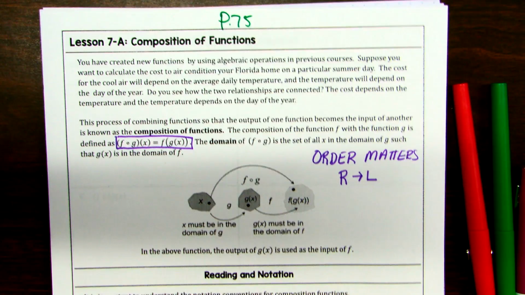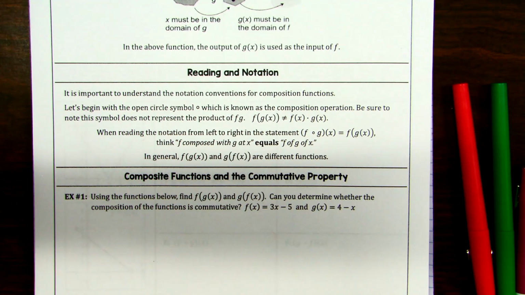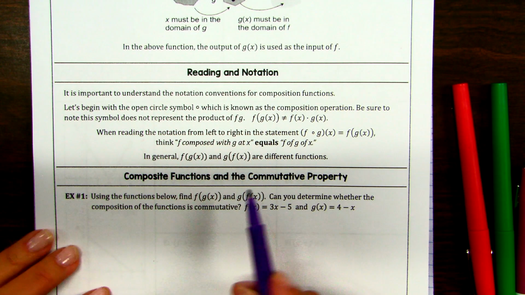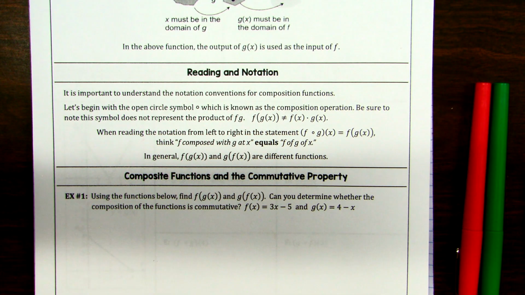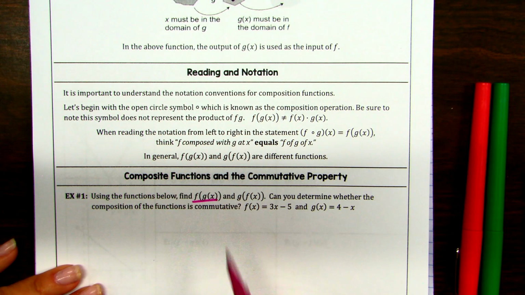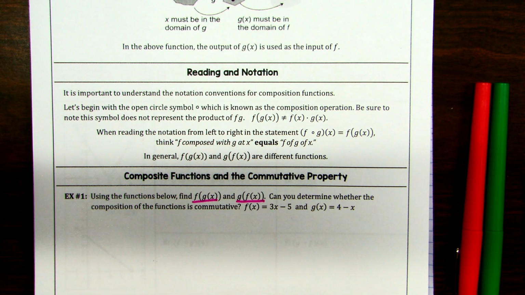What I want to do first, before we go too deep into it, is to prove to you that order matters. We're going to take two functions. We're given f of x and g of x, and we are going to do f of g of x and then g of f of x. And this is going to prove that the order we work with these functions is going to make a difference.